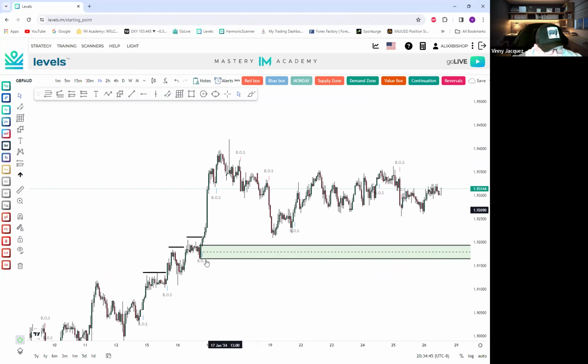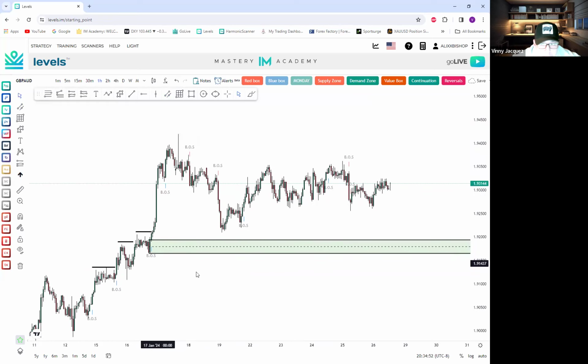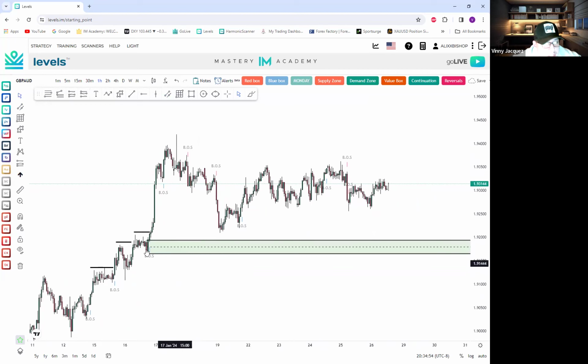Guys, as levels traders, I'm buying. I want to take some possible buys right here. What should we be doing right now? This is the trick question, and I hope somebody gets it right. Don't be afraid to get it wrong, though. Let's go.